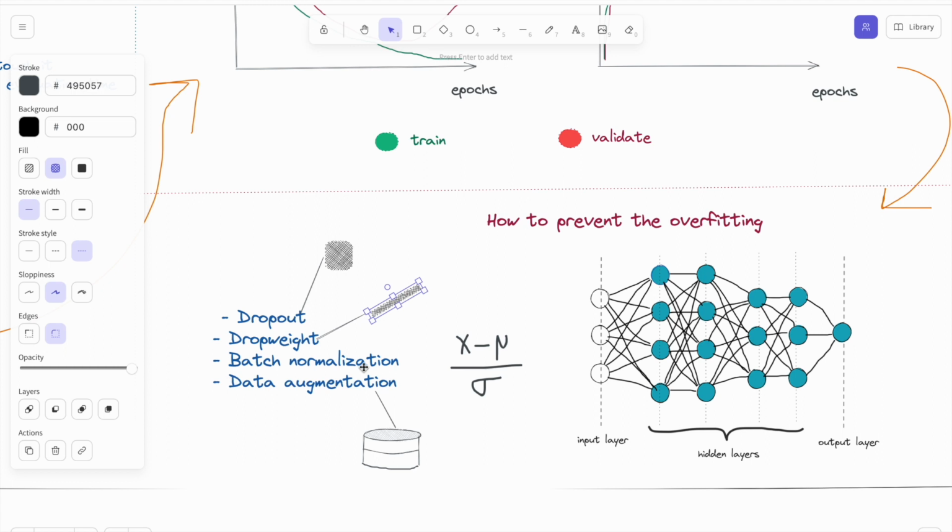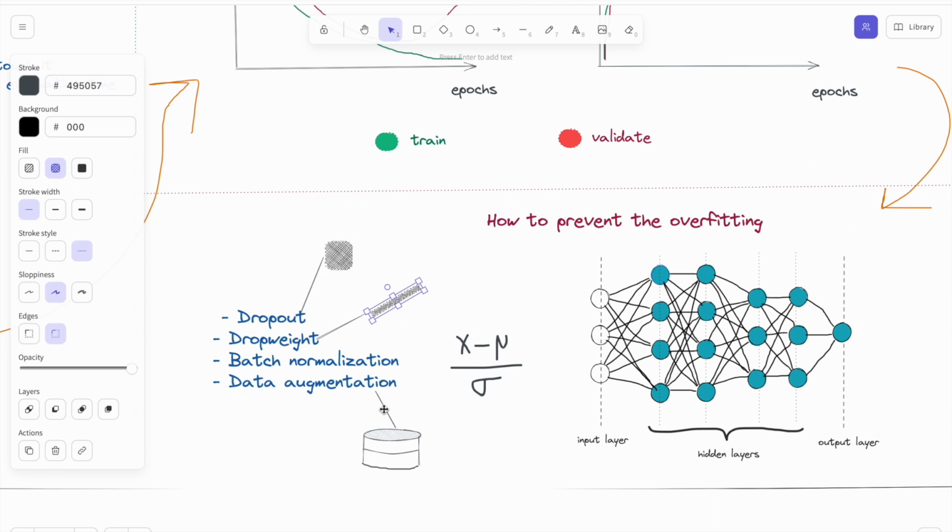And batch normalization is quite important, especially if the number of layers is too large, then usually batch normalization helps us to prevent overfitting. And the idea is, for example, to subtract the mean from the input and divide it by the standard deviation. And the last one, data augmentation, is quite important. You can just increase the number of data and also the diversity.